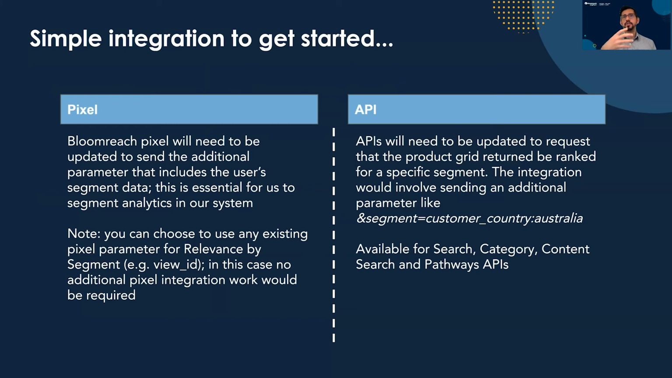And that should be sufficient because basically you're telling us, give me the results that are optimized for country Australia because this user that's coming to you is from Australia. Right? And this is available today for our search APIs, our category APIs, our content search APIs, and our pathways APIs. So you can create experiences on a wide variety of pages on your site today.